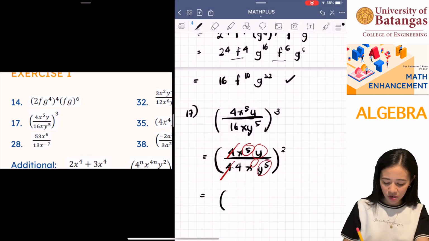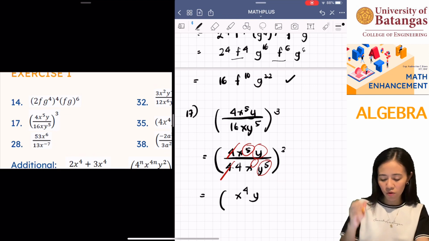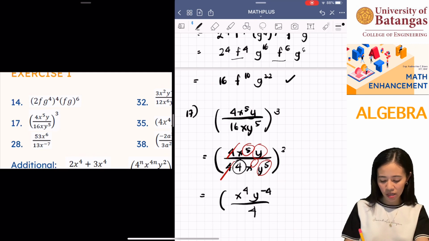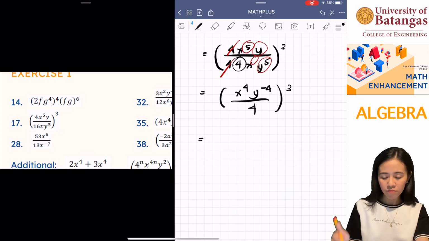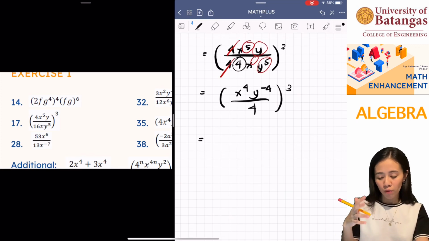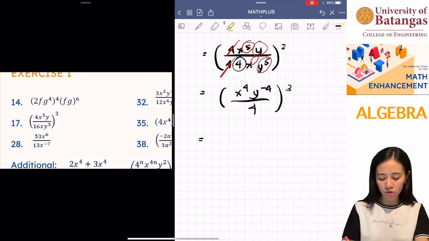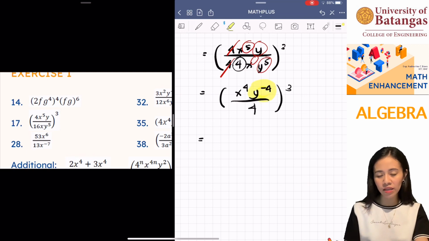So, you have x raised to 5 minus 1, that's 4. And then, you have y raised to 1 minus 5, that's negative 4. Diba? All over 4. Kasi may 4 ka sa denominator, quantity cube. Okay? And then, you can apply expanded power rule. Or, pwedeng ang gawin mo muna, ilipat mo muna ito sa ilalim, kasi negative exponent siya eh.